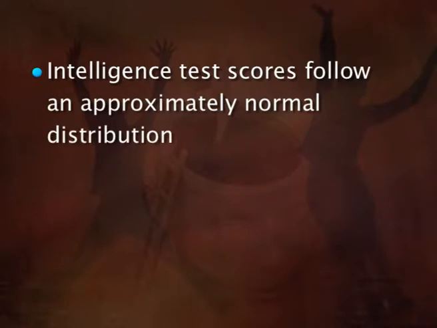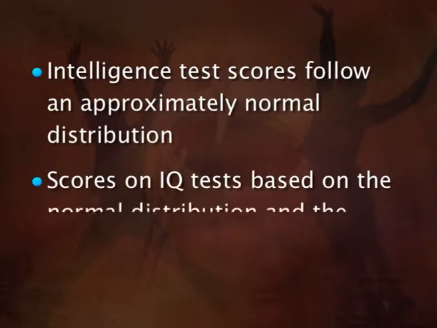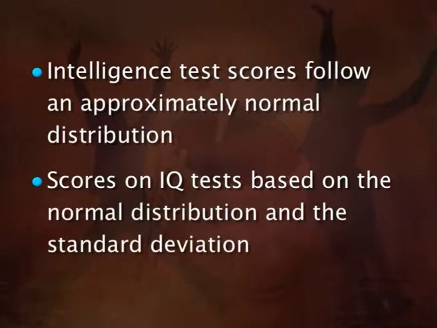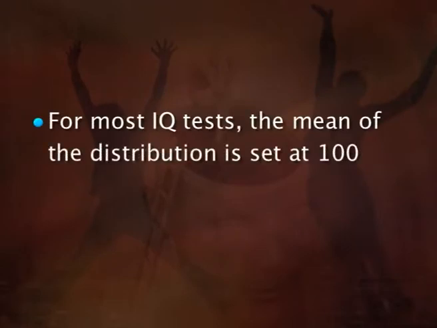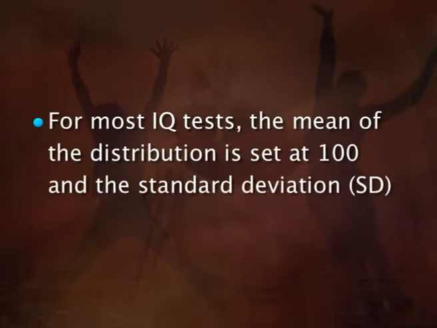Intelligence test scores follow an approximately normal distribution. The scores on IQ tests are based on the normal distribution and the standard deviation. For most IQ tests, the mean of the distribution is set at 100 and the standard deviation is set at 15. Modern IQ test scores tell you where you stand exactly with regards to intelligence as compared to the general population.